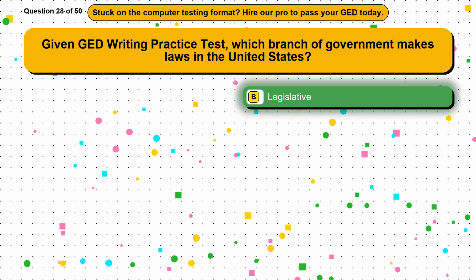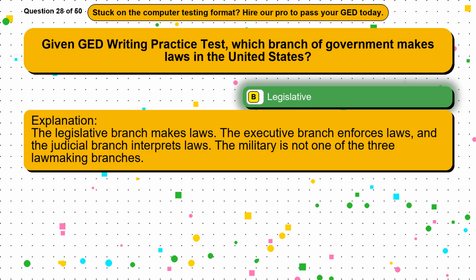The correct answer is option B, legislative. The legislative branch makes laws. The executive branch enforces laws, and the judicial branch interprets laws. The military is not one of the three lawmaking branches.